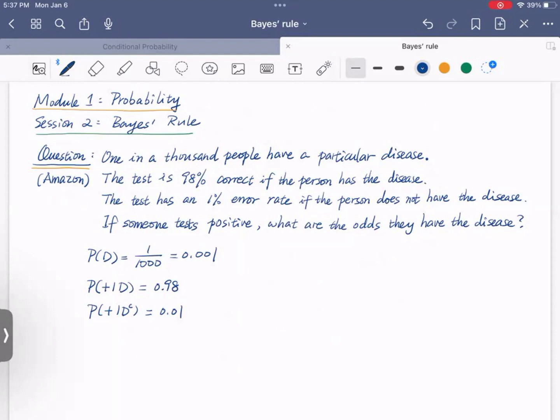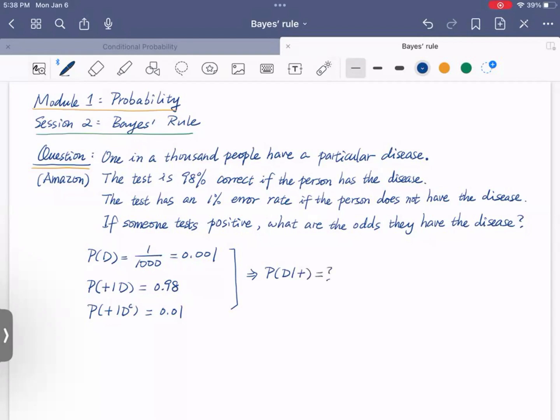Now let's see the question. If someone tests positive, what are the odds they have the disease? So you see the event of interest and the condition are reversed. The event of interest is the test is positive, right? But now it is given. It is a condition now. And we want to know what is the probability that they actually have the disease. So we want to answer this question: the probability of having the disease given a positive result.